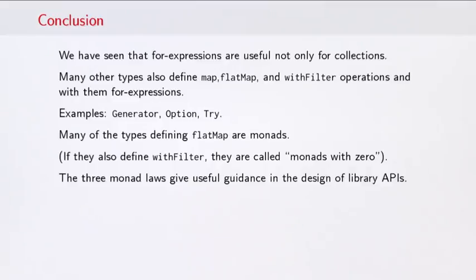So to conclude, we've seen that for expressions are useful not only for collections. Many other types also define map, flatMap, and withFilter, and that enables them for for expressions. For expressions can be written over these types then. Examples we've seen were Generator, Option, and Try. We've seen that many of the types that have flatMap and map functions are in fact monads. That means that we can also give a unit constructor, and we can verify that they satisfy the monad laws.